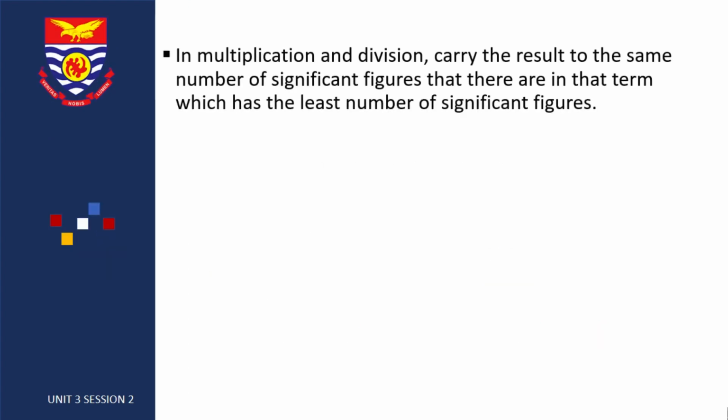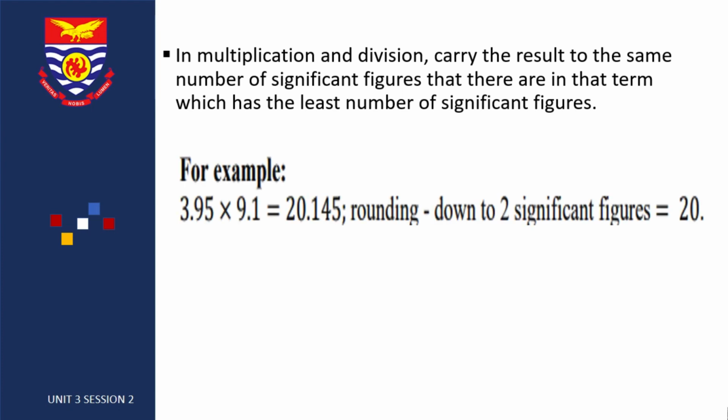The next rule is multiplication and division. In this, we must carry the result to the same number of significant figures that there are in that term which has the least number of significant figures. So let's take this example. We are multiplying 3.95 by 9.1. Now, the least significant figure is 9.1, and so in our multiplication, we must leave our answer to this number of significant figures, that is two significant figures. Multiplying 3.95 by 9.1 will give us 20.145, and to two significant figures will give us 20.